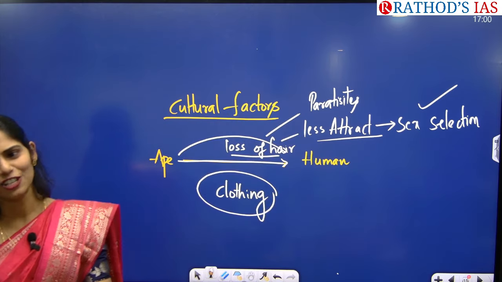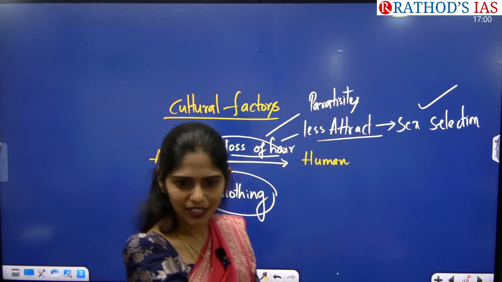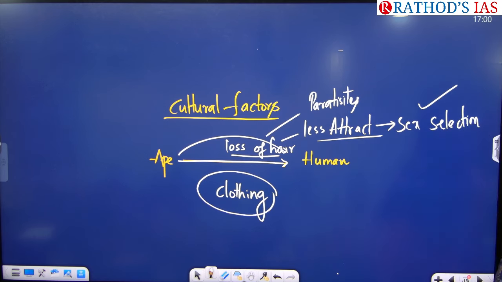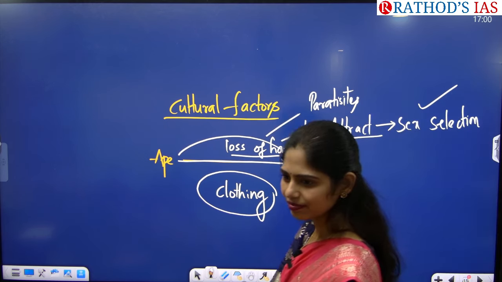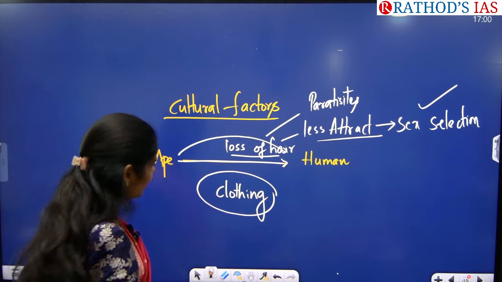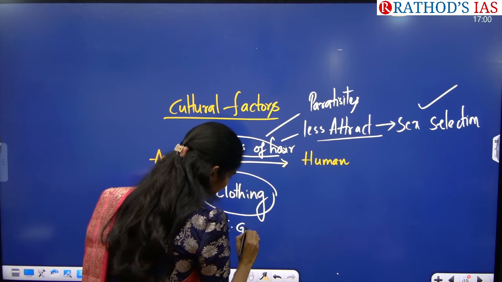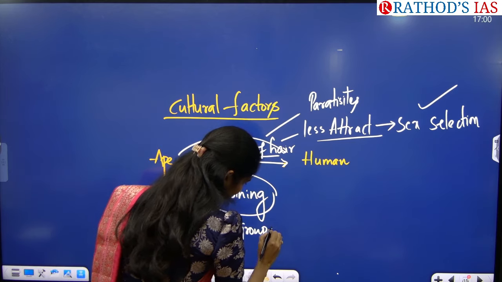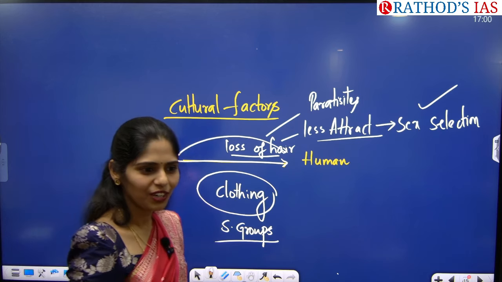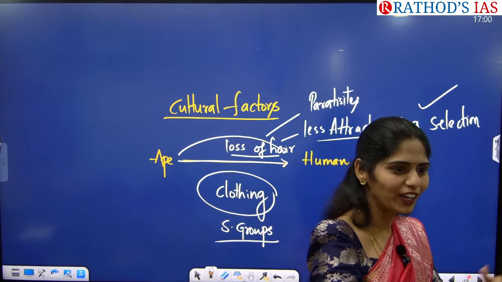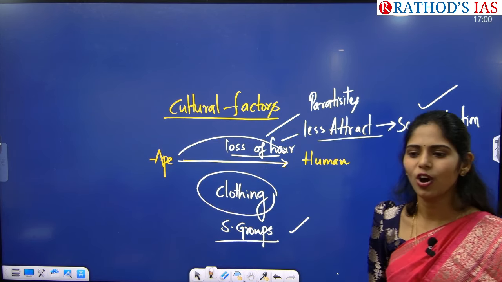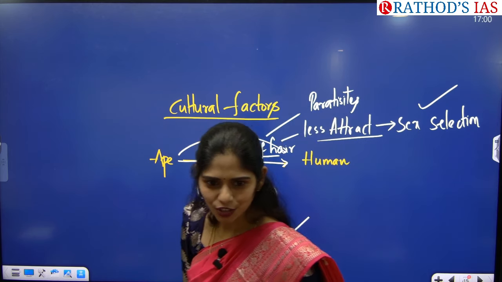And any other cultural factors? Come on, tell me. You can do it. It is not a new topic at all. Clothing. Next, social groups. Why are we forming social groups? If you see the prehistoric paintings on the walls of caves, what do we have? A group of people hunting an animal. Yes, so we need social groups for coordination, for sustenance of life.